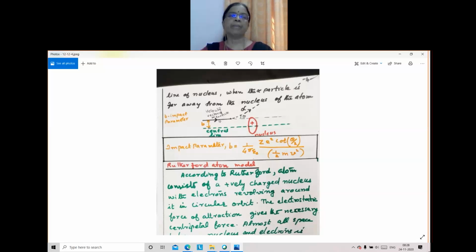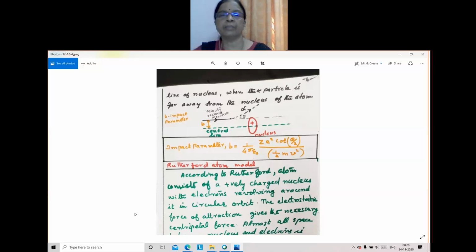It is the perpendicular distance of the central line of the nucleus from the velocity vector of the alpha particle when it is far away from the nucleus. So this is the perpendicular distance. When the alpha particle is far away from the nucleus, it undergoes a very small angle of scattering. At that time, that perpendicular distance between the central line of the nucleus and the velocity vector of the alpha particle is known as the impact parameter.